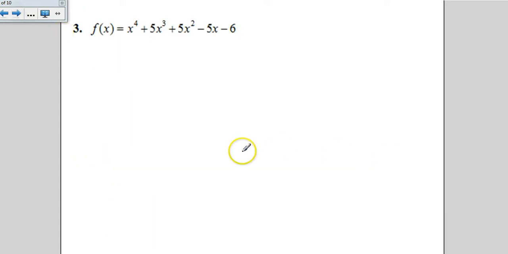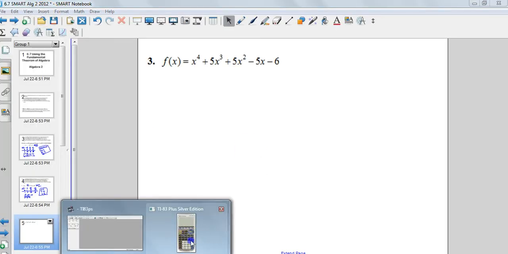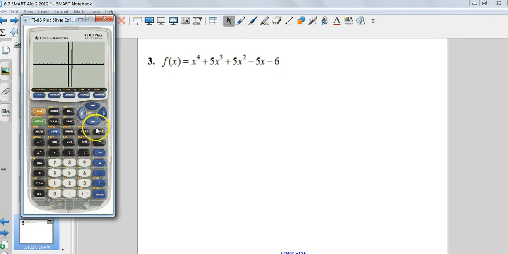Okay, our next problem, we're going to have to go to our calculator and type that in so we can get an easy starting point. So, if I clear that out, we now have x to the 4th plus 5x to the 3rd plus 5x squared minus 5x minus 6. Oops, that was supposed to be a 6.